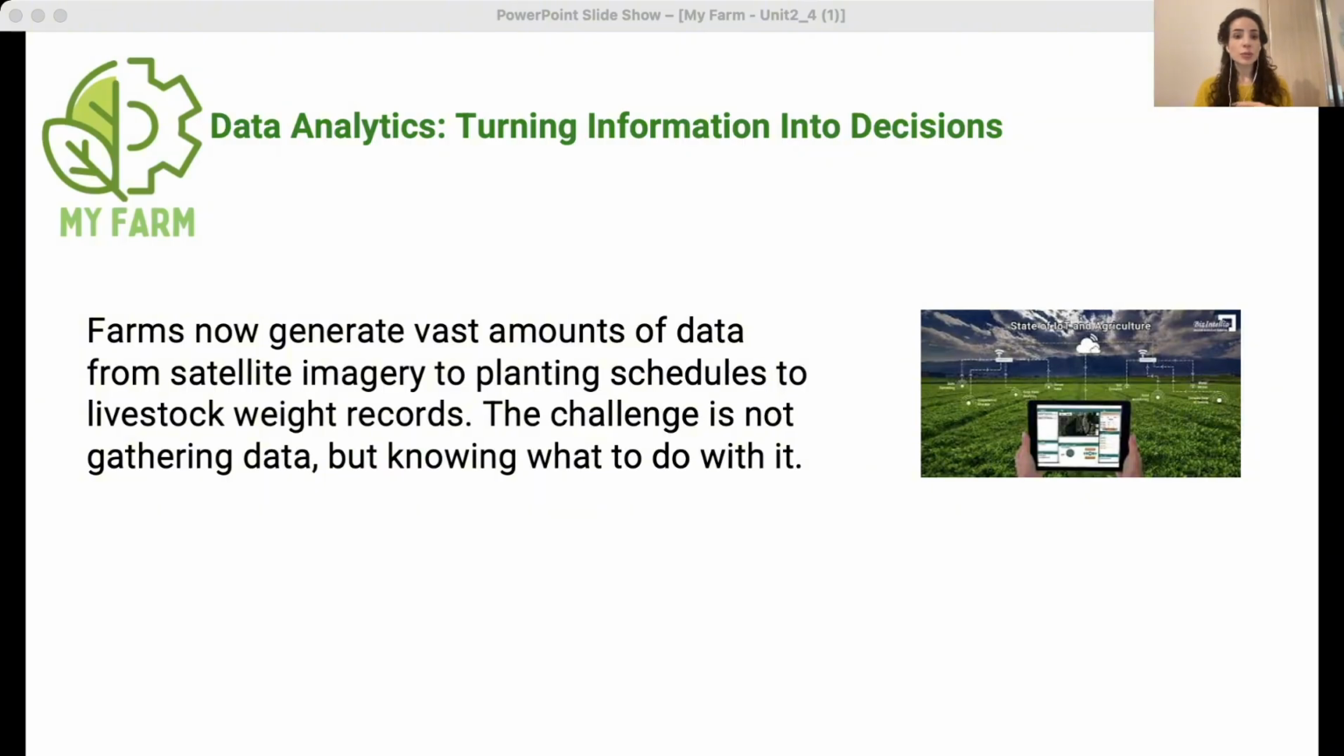Today's farms generate huge amounts of information. Data comes in from many directions, like from satellite images, planting plans, machinery records, and even livestock weight tracking. Collecting data is no longer the difficult part. The real challenge is making sense of it and turning it into decisions that actually improve how the farm operates.